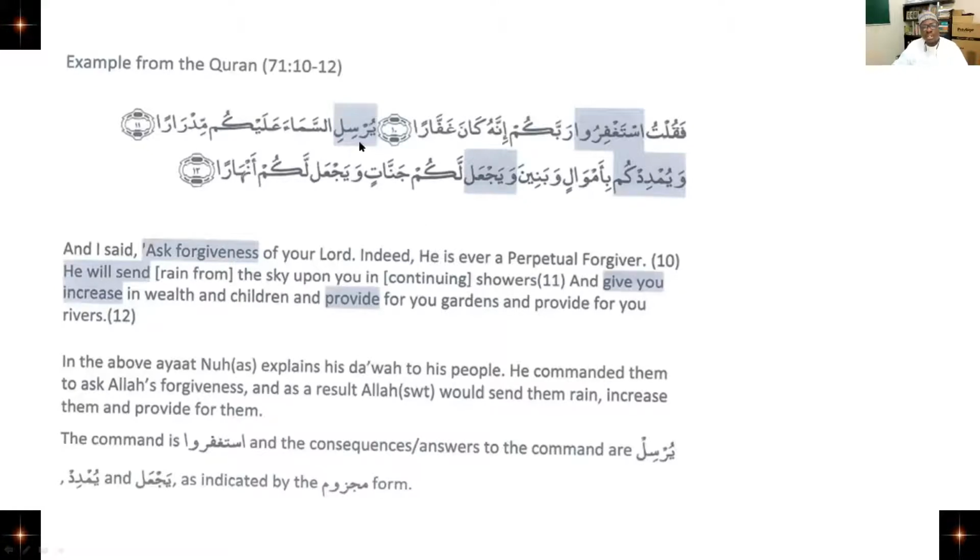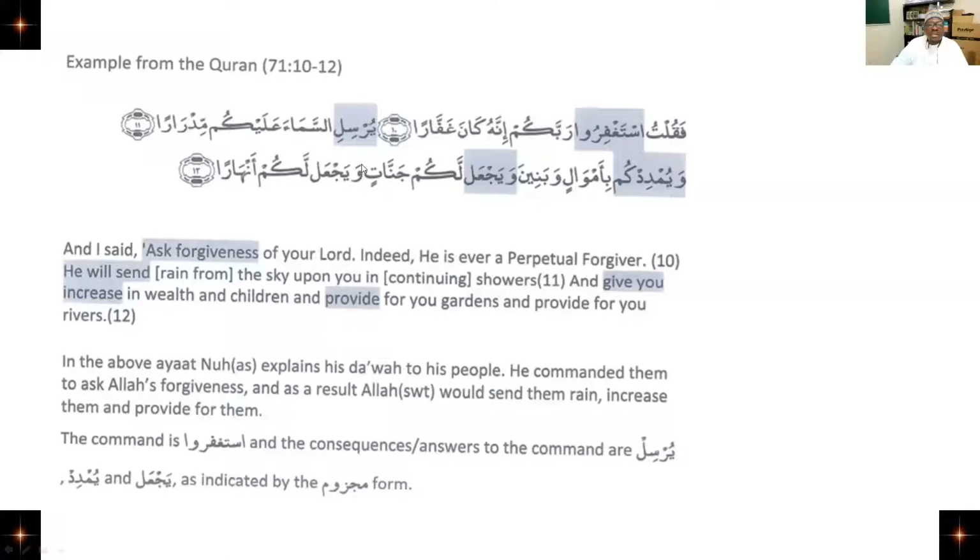By the way, this is yursil, it's not yursili. The kasra there is just to be able to read, for flow. We say it is only for flow, a tajweed reason. So it's actually yursil sama, yursil and then sama, because yursil is majzum, as it is the jaza of the amr. This is the fi'l amr majzum, and this is the jaza'ul amr also majzum. It's as if it's also a command.